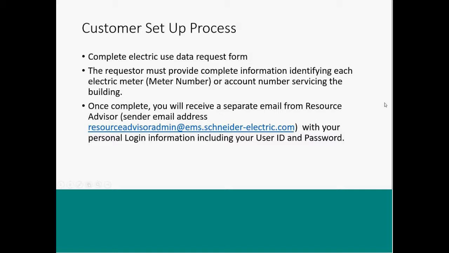The way that it works is just an easy process. You can go to petco.com and you can download the form. The form is pretty easy. It just asks for your name, your tax ID, the address of the property, and it asks you to list all the meter numbers or all the account numbers, whatever information you have with you.